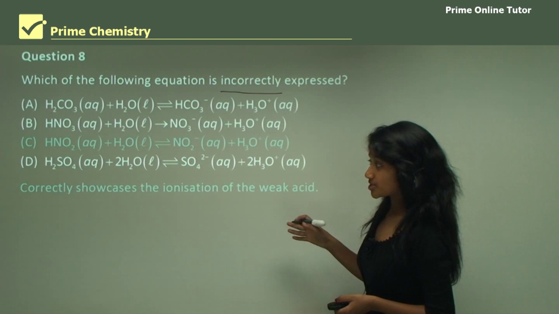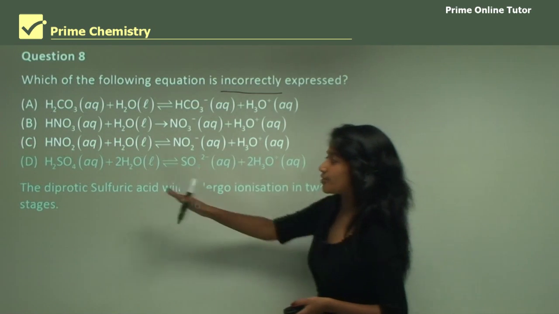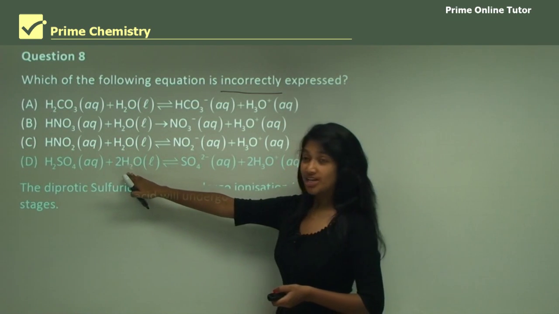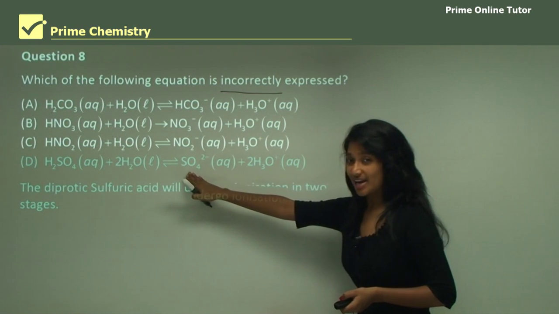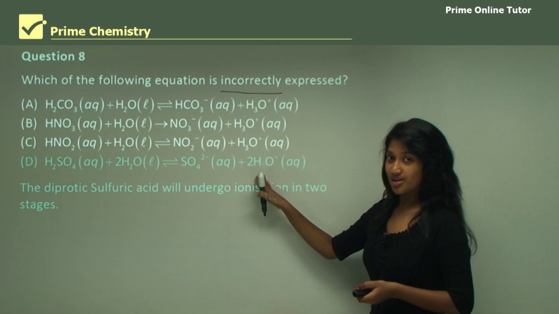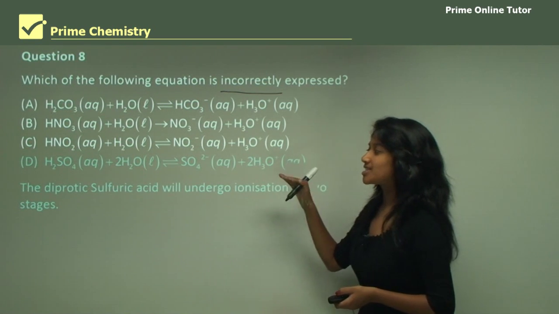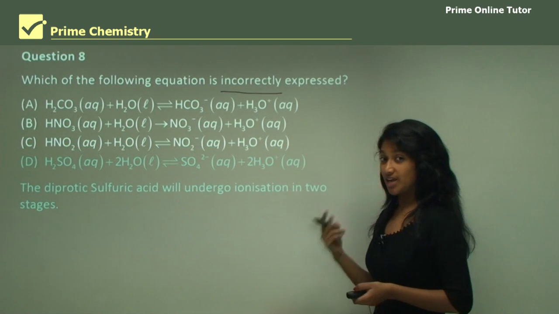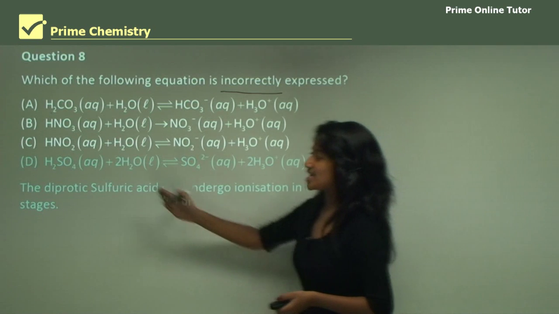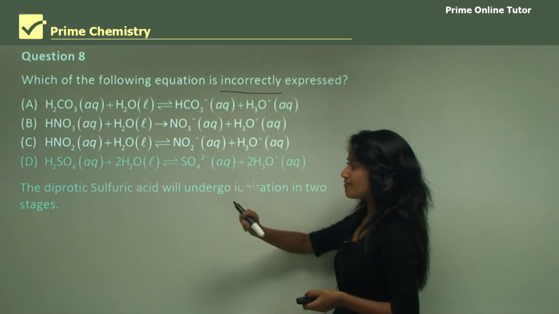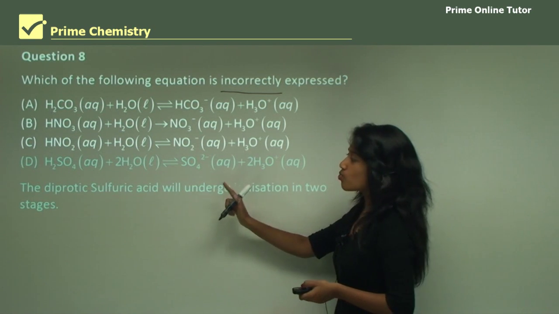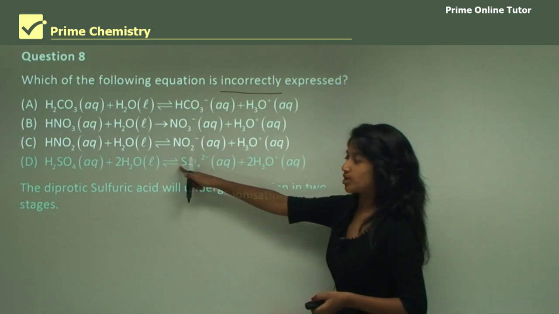Now let's consider option D. Option D has sulfuric acid. Now the sulfuric acid is reacting with water to form a sulfate anion and a hydronium ion. Now note that sulfuric acid is a diprotic acid, so it has to happen in 2 steps. Now as the first step, this is incorrect. One reason is that it's not going to completion.